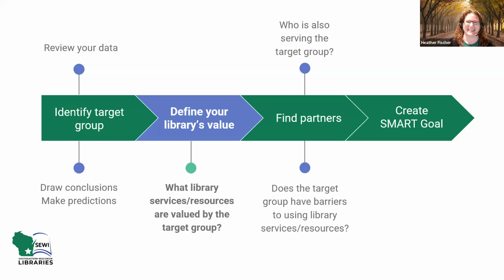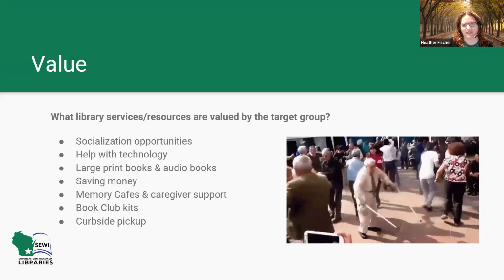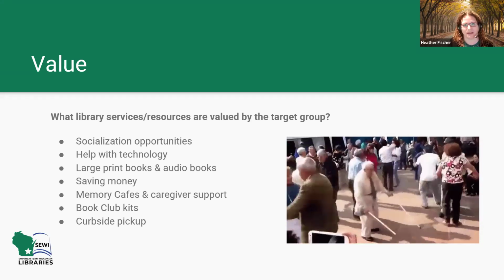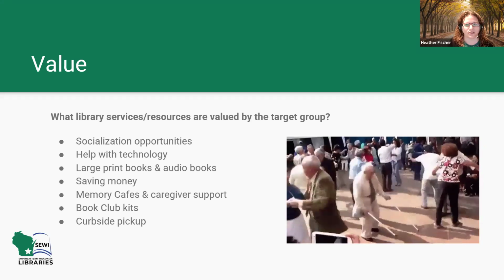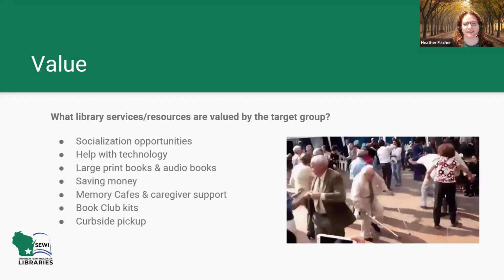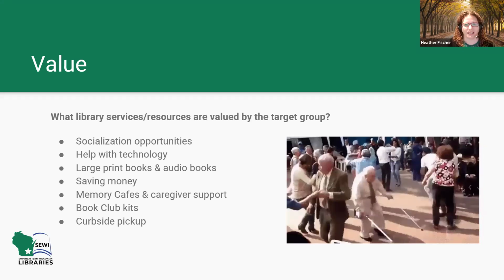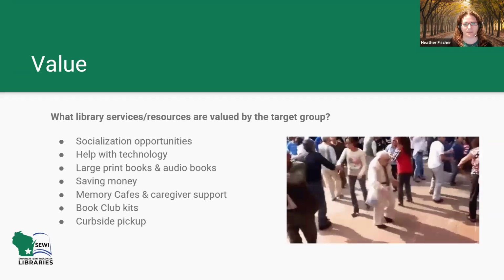Now we're ready to define the library's value. What do you offer the identified target group of people ages 60 plus? For this age group, what's valued? Or what don't these patrons know about that could be valued? Make a list of anything you can think of. Here's some ideas. Socialization opportunities with others, help with technology, large print books and audiobooks, saving money on a fixed income, memory cafes and caregiver support, book club kits, and curbside pickup.